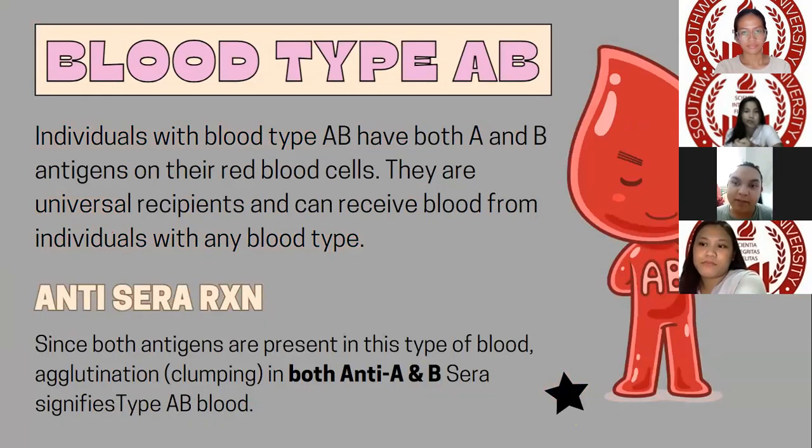The blood type AB. Blood type AB individuals have both A and B antigens on their red blood cells. They are the universal recipients and can receive blood from any individual's blood type. Since both antigens are present in this type of blood, aggregation or clumping in both anti-A and anti-B sera signifies type AB blood.